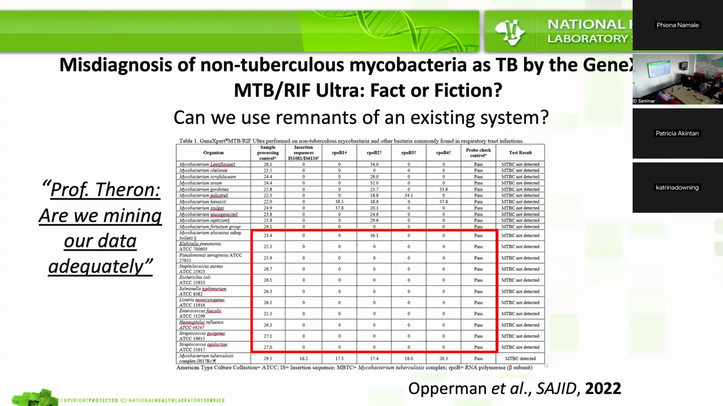But when we looked at the RPOB gene, we found remnants with the NTMs, which you would also suspect. And it made me think a little bit about what Prof. Tron from the Klein group said: are we mining our data adequately enough? Because this is data that we already have available.